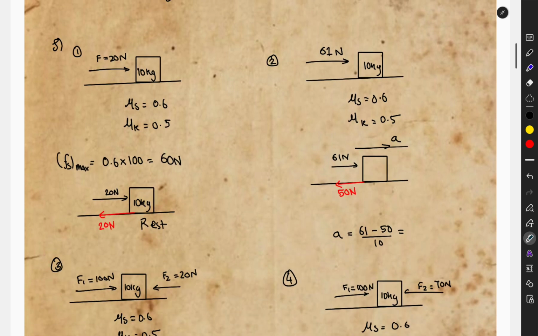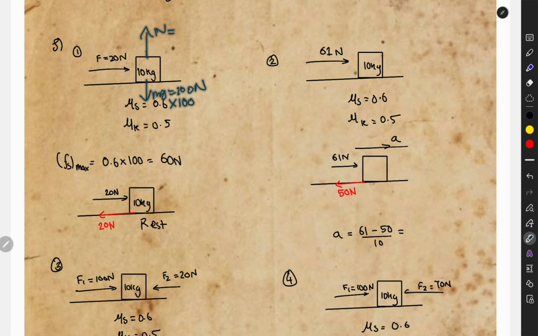Let's see a couple of questions, as this chapter is mostly based on questions. There is a 10 kg block and 20 newtons is applied. In all the question cases, we will take the coefficient of static friction as 0.6 and the coefficient of kinetic friction as 0.5. We first need to calculate the static friction maximum value, which is 0.6 multiplied by 100, the normal force, because mg is equal to 100 newton.